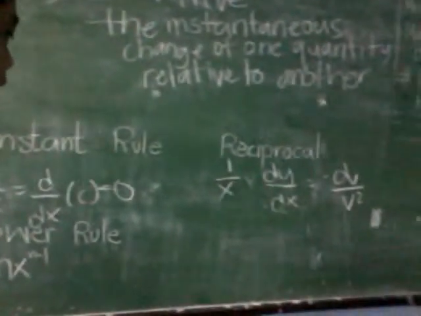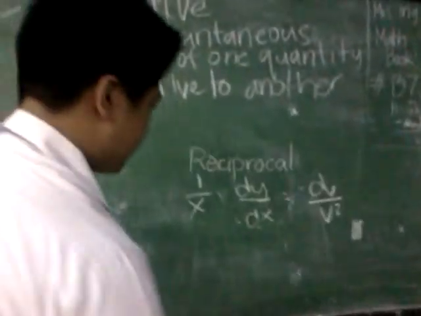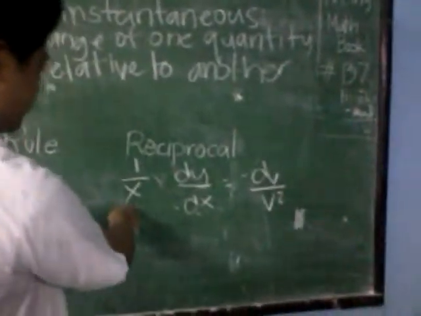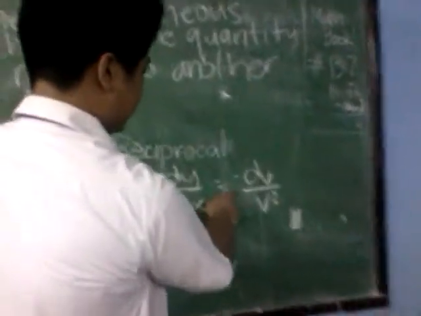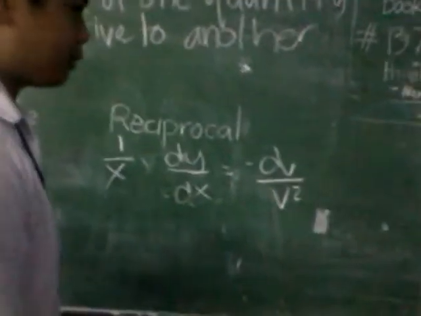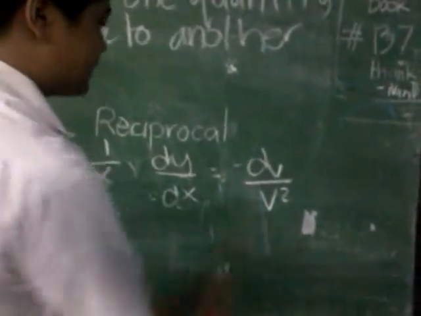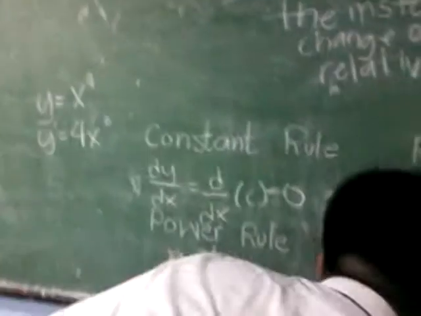Next is the reciprocal rule. You can only use it when there's 1 on the numerator and then variables on the denominator. It states that the derivative is negative dv over v squared. dv stands for the derivative of the denominator, and v squared is the square of the denominator. So I will give an example.